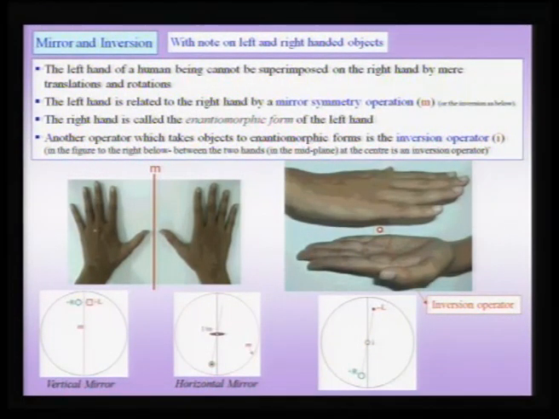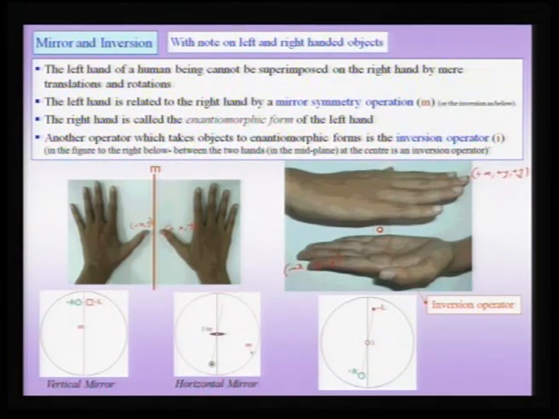So, these are 2 ways of taking an object to an enantiomorphic form, but given the dimensionality, it is clear that they are not identical, and also given their effect on a general point. How a mirror acts is that, suppose I had a point here which is at plus x, then the mirror operator takes it to minus x, but leaves it at the same y height. On the other hand, an inversion operator takes a point at plus x, plus y, plus z to a point which is right below here, which is minus x, minus y, minus z.